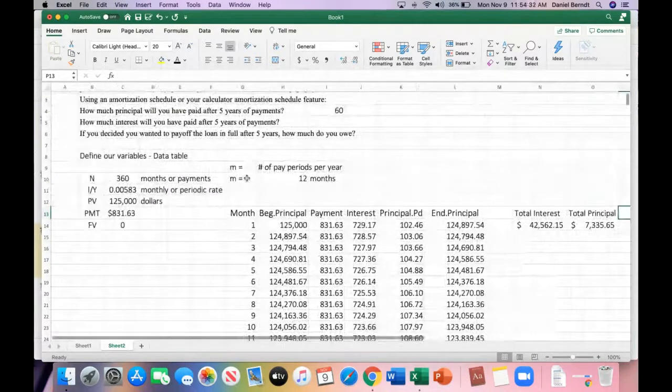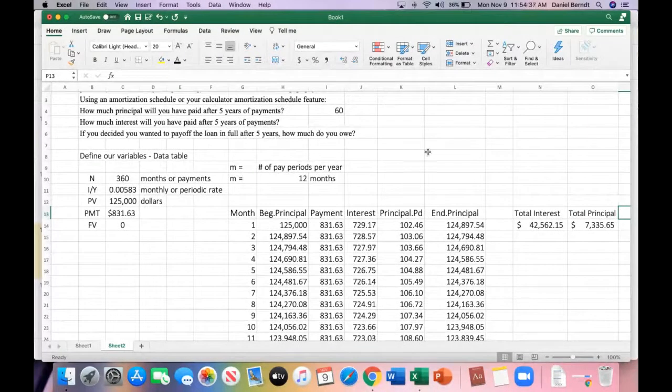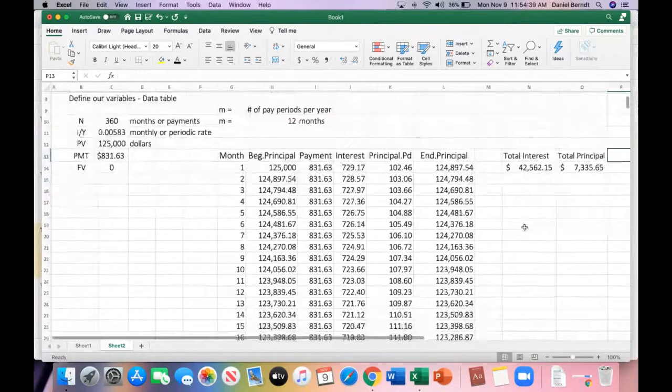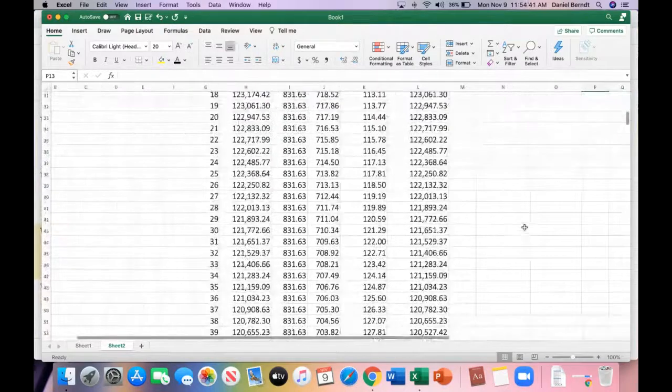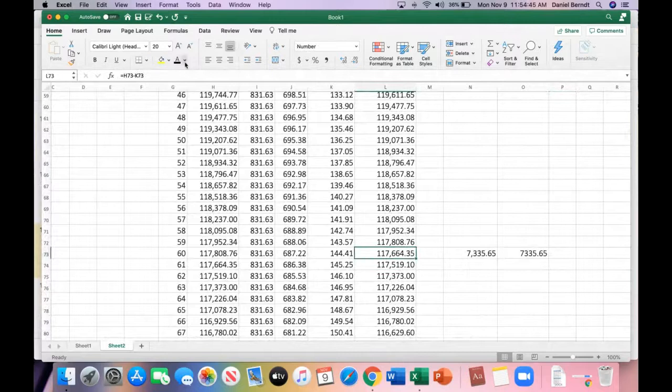And then the last question says, if you decided that you wanted to pay off the loan in full after those 5 years, how much would you owe? Well, that's simply that ending balance at line 60. So that is that amount right there. So if I wanted to pay that loan off after 5 years, I would still owe $117,664.35 to pay my loan off. That would be my payoff.